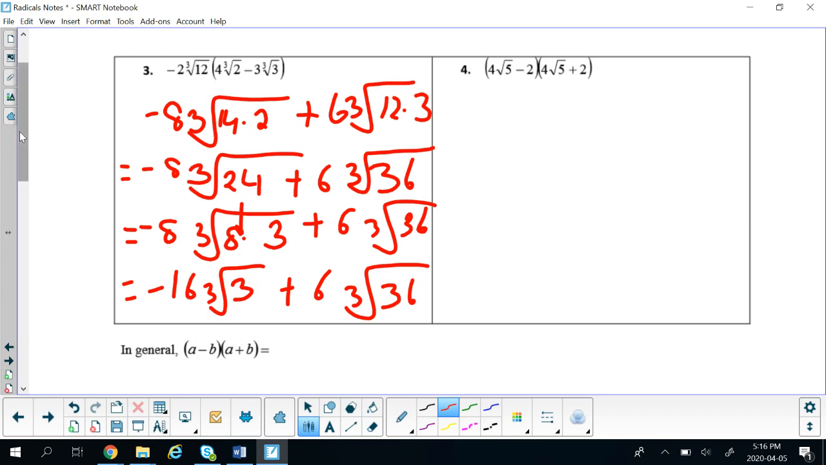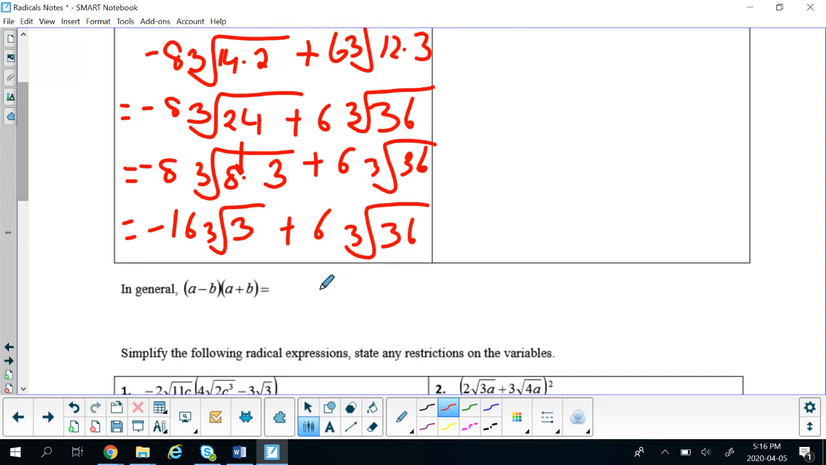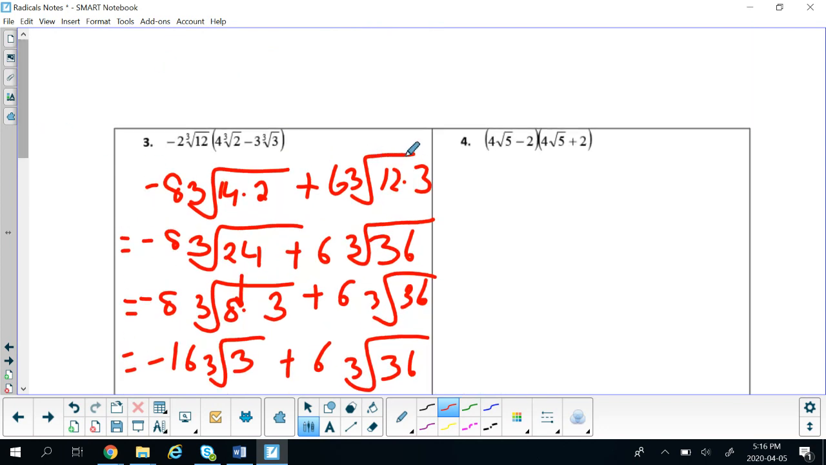Okay, question number 4. To do question number 4, we're gonna apply difference of square formula here. So if we have a minus b multiplied by a plus b, this is equal to a square minus b square. This is a formula that we're gonna apply here in question number 4. So we have a minus b into a plus b, and we know that this is equal to a square minus b square.